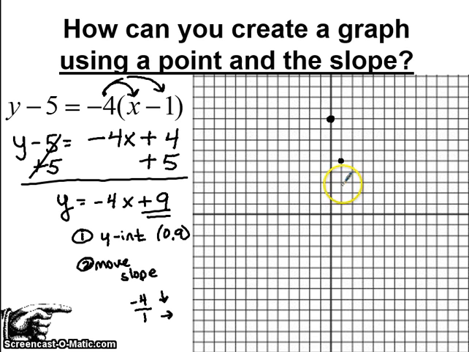Continue going down 4 and over 1 each time. That's the furthest we can go. Now we go back up to our y-intercept and do the opposite. Up 4, 1, 2, 3, 4, but to the left 1, so that it's still in alignment. And then we can draw, connecting the points as best we can, to show this linear function.